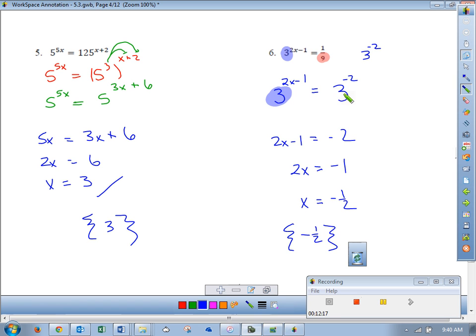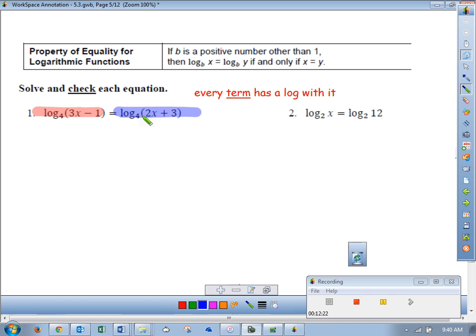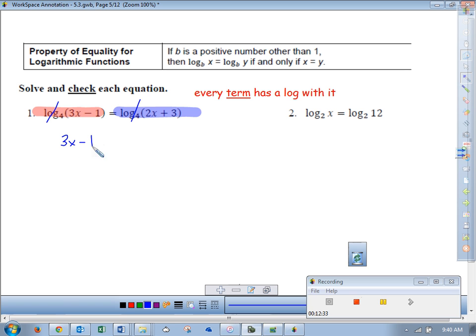It is very much like we were just doing. If these are the same base, then shouldn't the exponents be equal to each other also? When it comes to logarithms, if they're both log base 4, you have the same base, then these arguments should be equal to each other. So you could get rid of the logs and say that 3x minus 1 equals 2x plus 3. Because there is a log in every term, you might make a note off to the side. I don't know if that has anything to do with it, but that's what this set of problems is all about. Every term has a log with it. Then you solve.